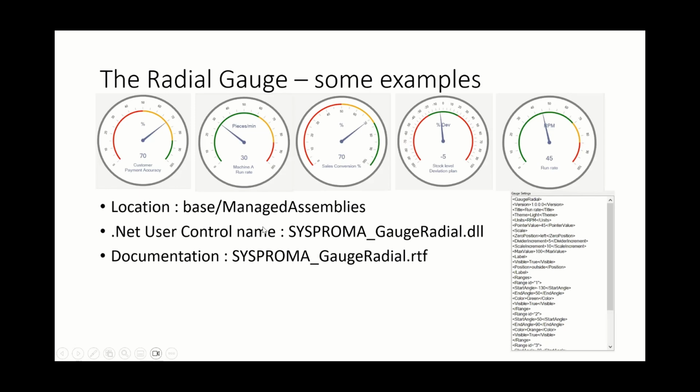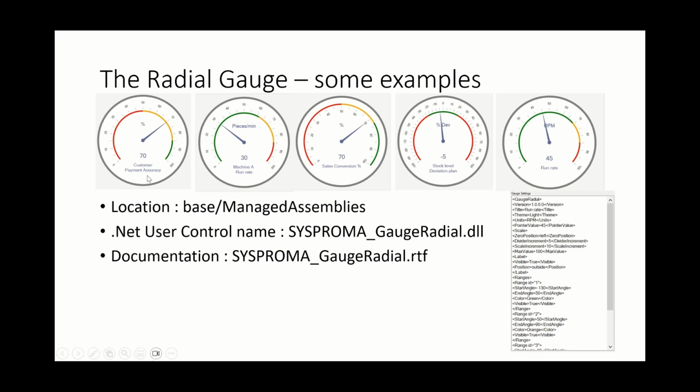Here is the radial gauge. As I've said, it's located in base managed assemblies, and it's called Syspro MA_gauge radial. And the documentation is the same name, but instead of a DLL, it's an RTF file. And if we have a look at these samples, you begin to get an idea of what we're trying to show you here.